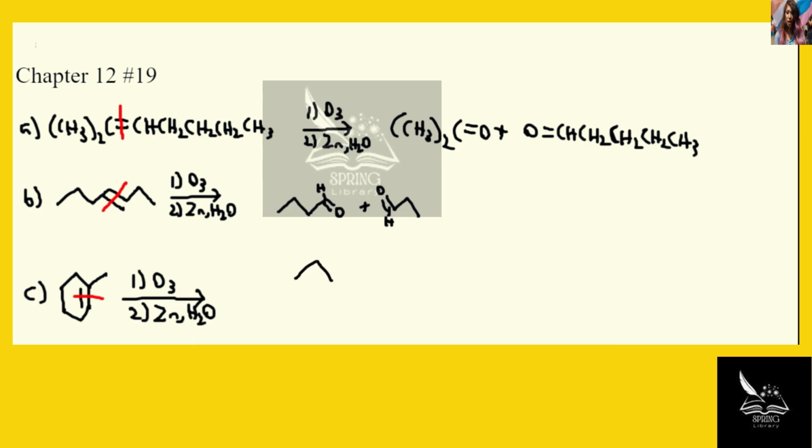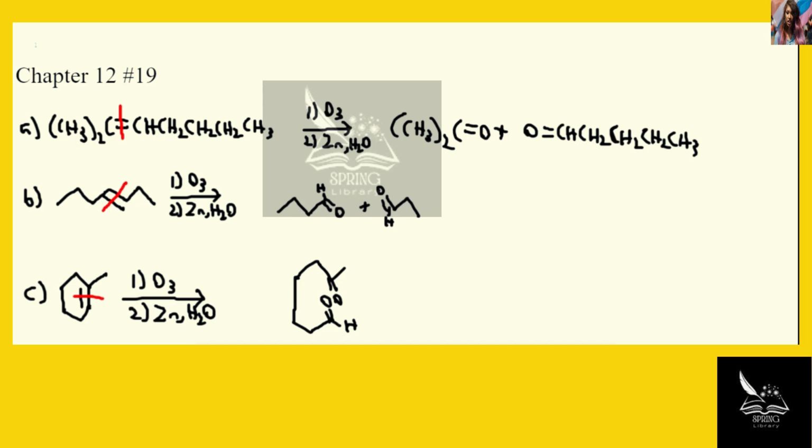So we still are going to make two carbonyl compounds. We just need to recognize that they're going to be on the same molecule, since this was a ring. And so that's going to look like that. So it's just a dicarbonyl.